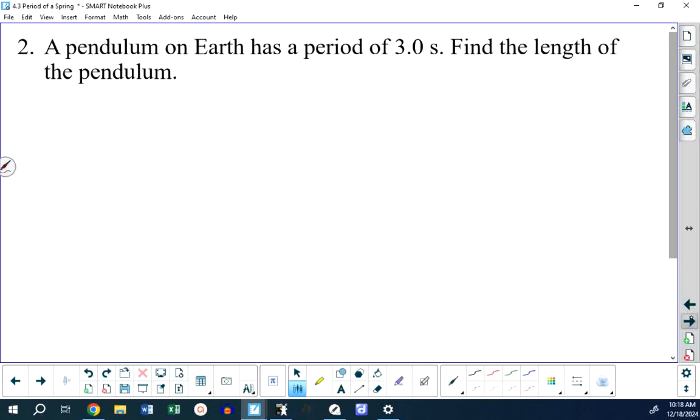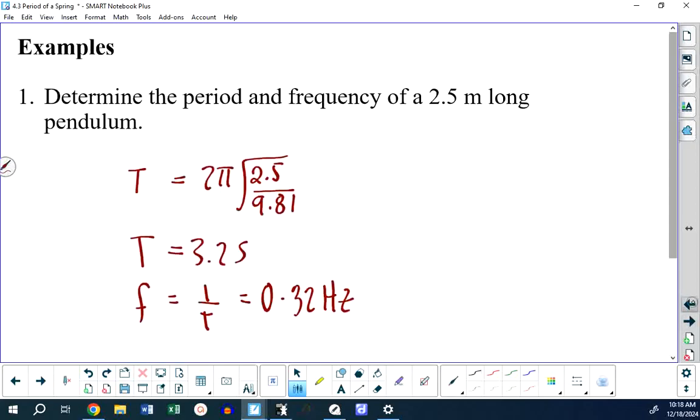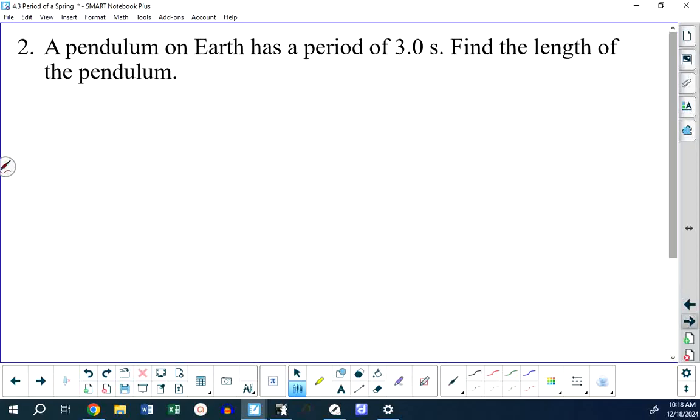A pendulum on Earth has a period of 3 seconds. How long is the pendulum? Well, it's going to be pretty close to 2.5 meters, isn't it? We're not going to get 2.5 meters, but it should be close. Just like the second question with the mass on a spring, I think what we should do first is square both sides so you can find L.